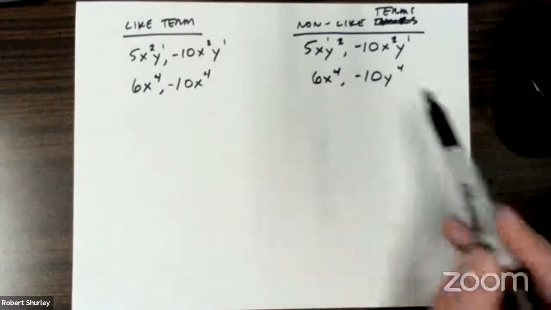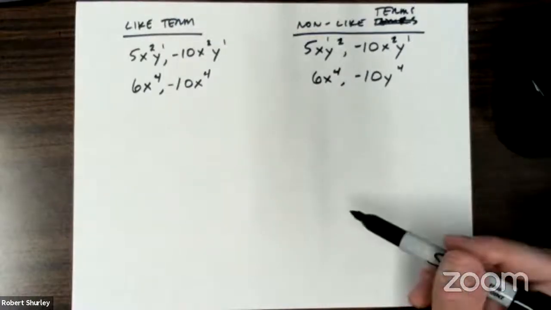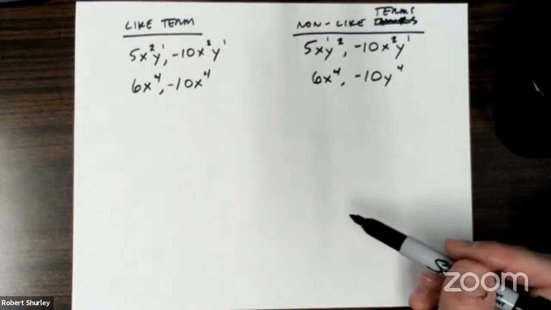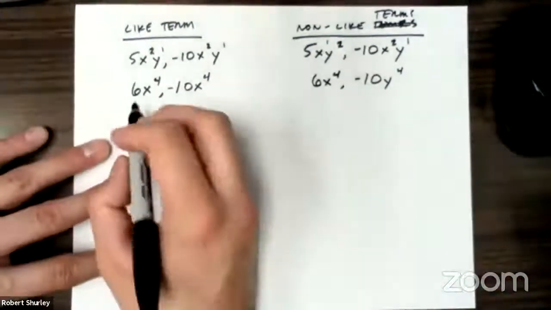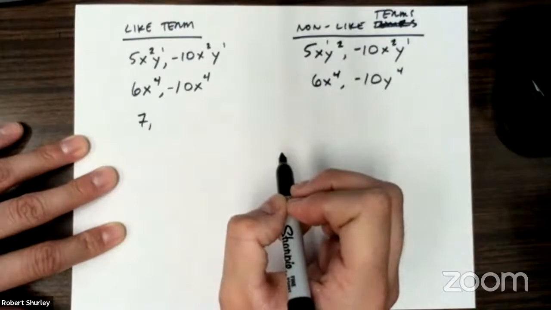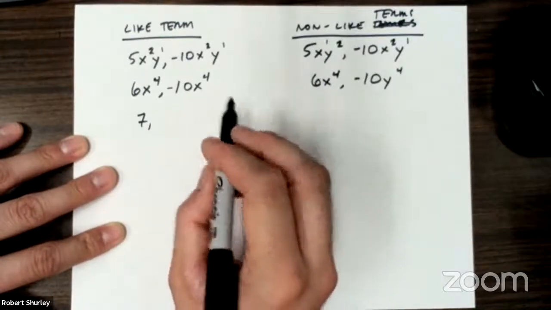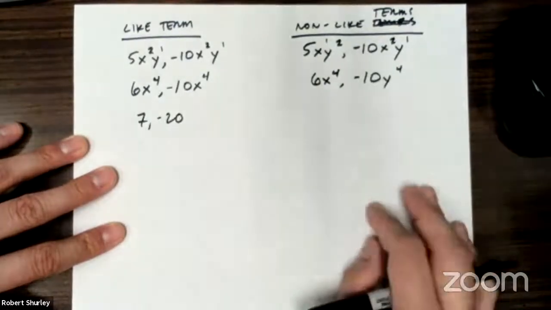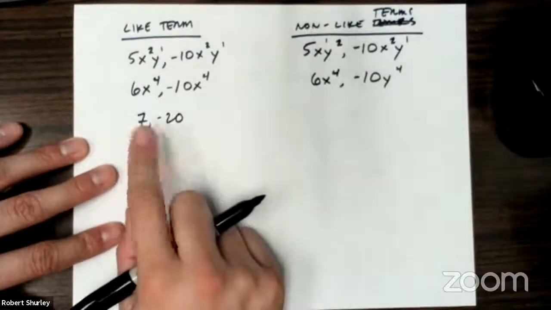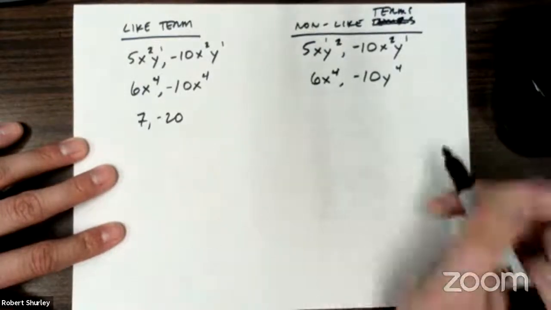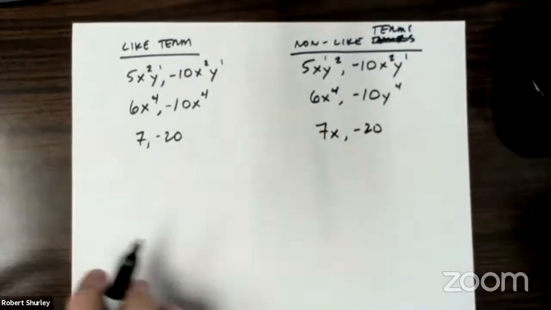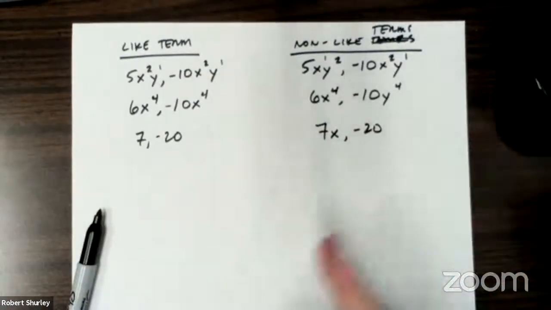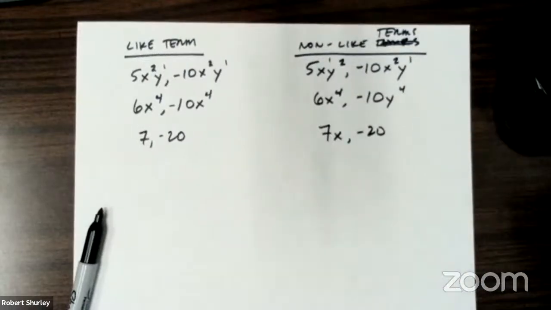Same exponent, but different variable. So therefore, it's non-like terms. Okay? I hope this makes sense. So like terms, also if you use numbers like 7, any other number that doesn't include a variable, let's say negative 20, these would be like terms, right? Non-like terms if you add a variable in there. So if we have 7x and negative 20, these would be non-like terms because there's a variable for one and a constant for the other.